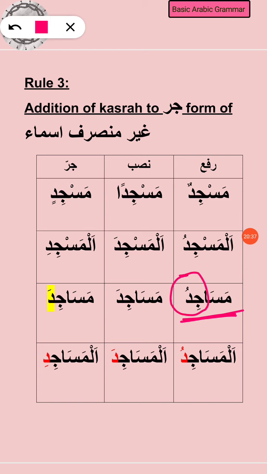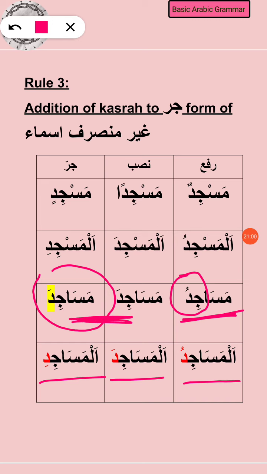Okay, it isn't here to begin with. So al masajidu is the mosques, al masajida the mosques, al masajidi. Okay, so what happens is that if there is a nakra ghair munsarif ism, then the nasab and jar forms are going to be the same, and the jar form is not going to have a zabar, is not going to have a kasra or a zir in it. However, when al is attached to that jar form, okay, as here, then it does accept this zir or kasra.